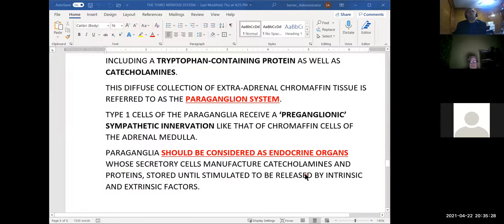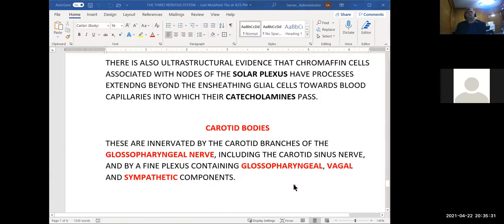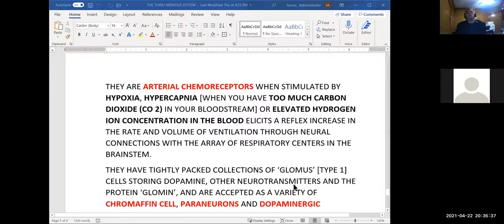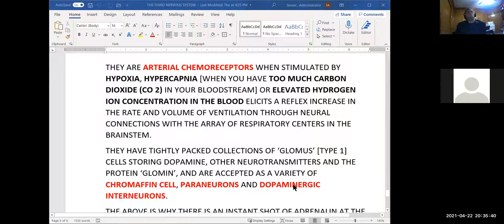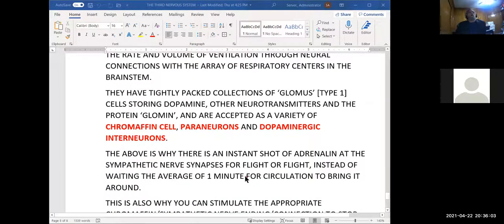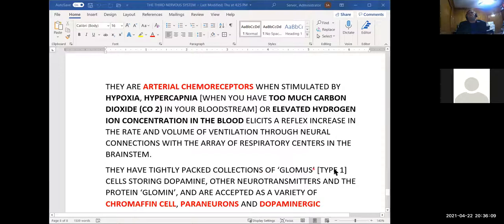So in essence, what we're doing when we're correcting the nervous system at the cellular level is fixing that feedback loop so that not only do the cells work, but the negative feedback causes the large organs to work. So let's look less at the large organs and look at, hey, why are those large organs not functioning? It comes down to the nerves and how they're interacting at the cellular level, okay? Now, the above is why there was an instant shot of adrenaline. Okay, now let's talk about this.